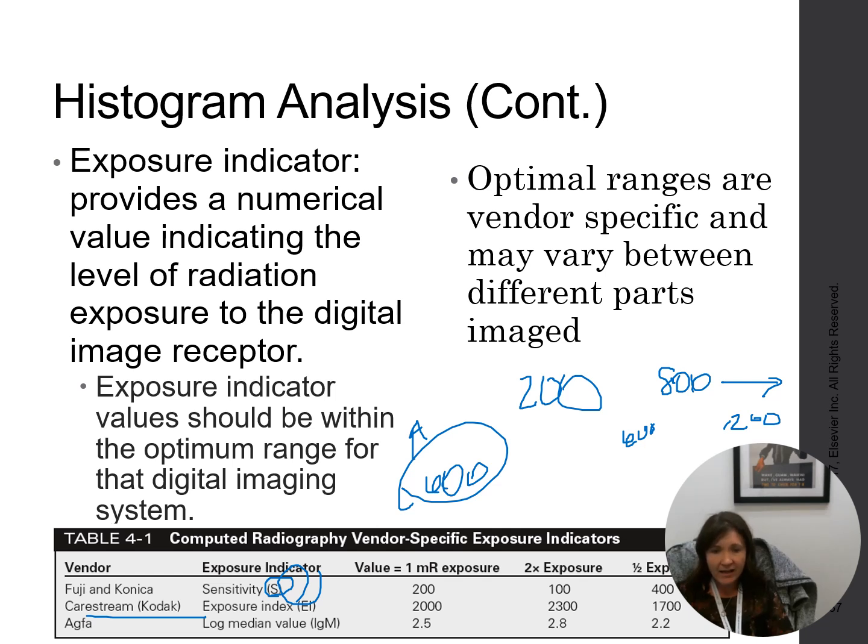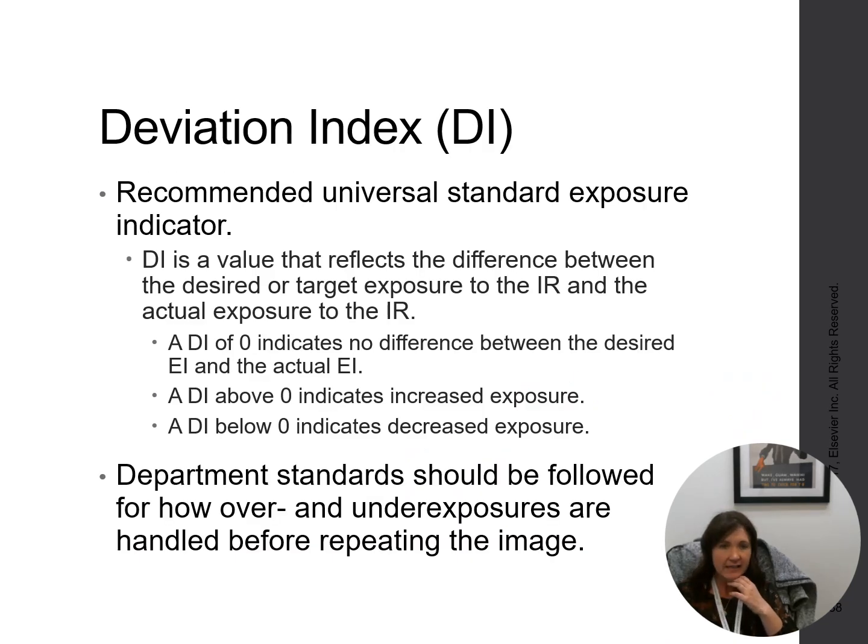Okay, AGFA is the same thing. It uses IgM log median value, and their average is about 2.5. If you go up to 2.8, that's fine. If you go down to 2.2, that's fine. If you're over 2.8, you're overexposed. So this would be a direct relationship system. They've been talking for a decade about how they need all of these systems to report the same way, and they still aren't doing that.